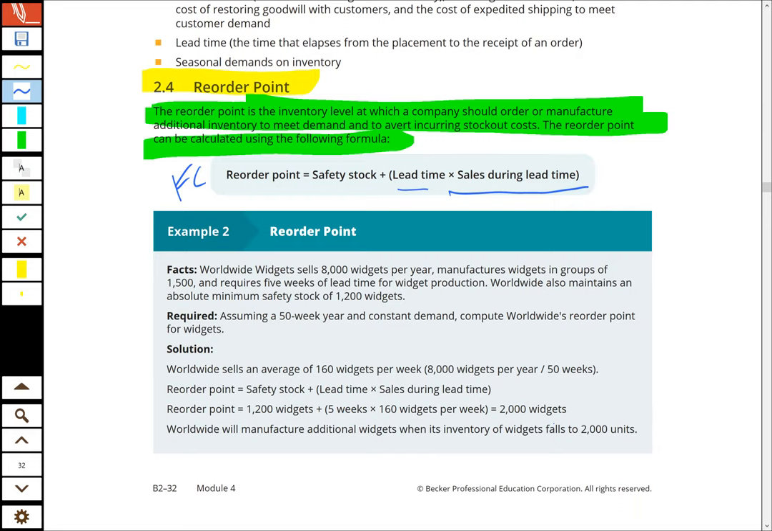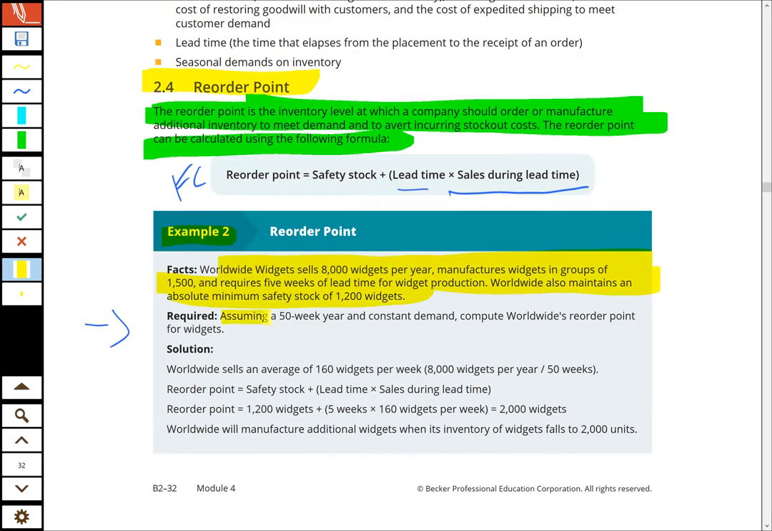But this probably would be more of the way most human beings would try to minimize some of those inventory costs that we talked about. So let's go ahead and read through this example together. This worldwide widget company sells 8,000 widgets per year, manufactures widgets in groups of 1,500, and requires 5 weeks lead time for widget production. Worldwide also maintains an absolute minimum safety stock of 1,200.